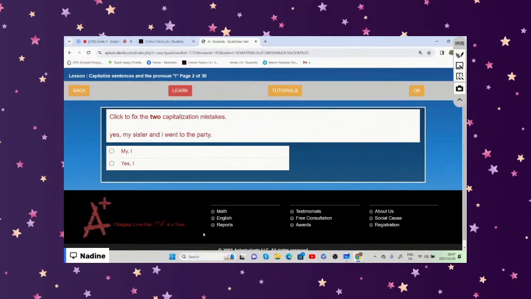Yes, my sister and I went to the party. We need to click to fix the two capitalization mistakes. Yes, my sister and I went to the party. Is it my and I or yes and I? We need to fix the two capitalization mistakes. So we're going to say yes, which is the start of a sentence, as well as I, which is our pronoun.